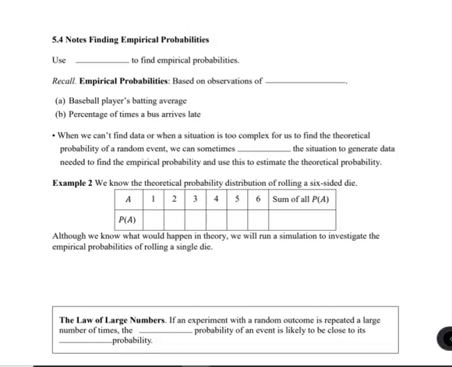What we're looking at in this section is how we can use simulations, and for us that's going to be StatCrunch, but it could be other technology, simulations to calculate empirical probabilities. So remember what we mean by an empirical probability. We've been focused on theoretical probabilities in the last couple of sections, but an empirical probability is a probability that's based on observations of a real, we'll say a real life event.